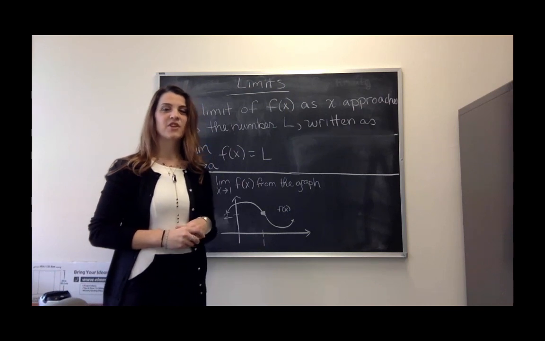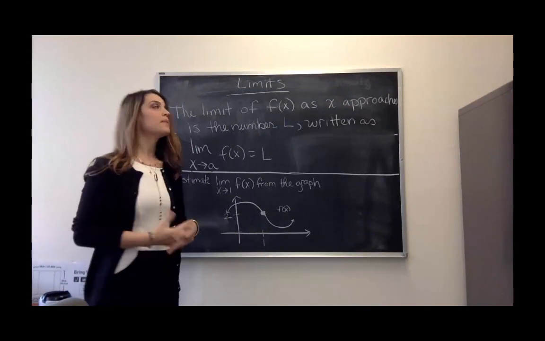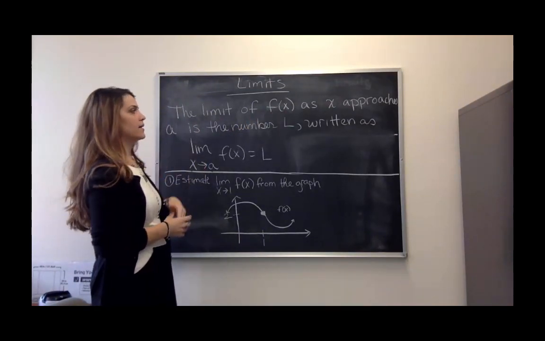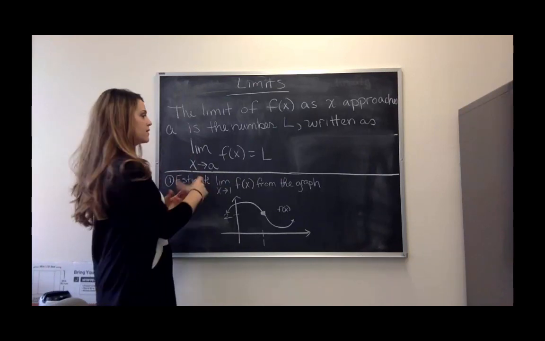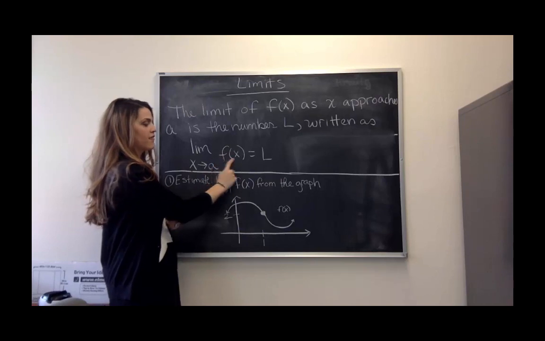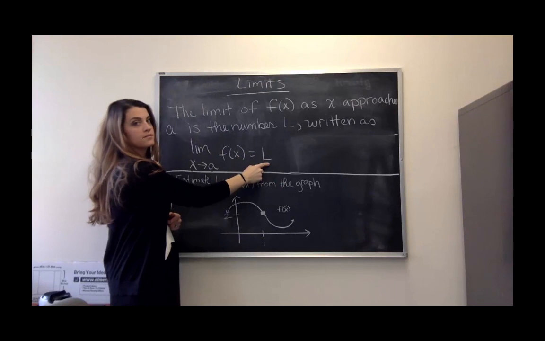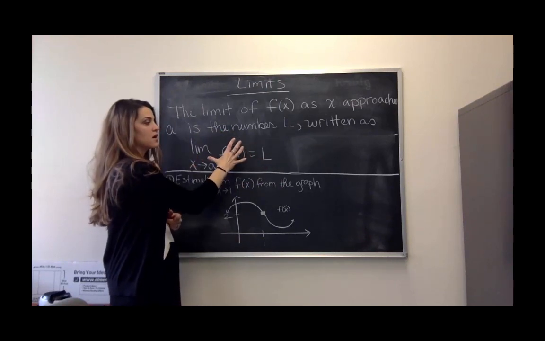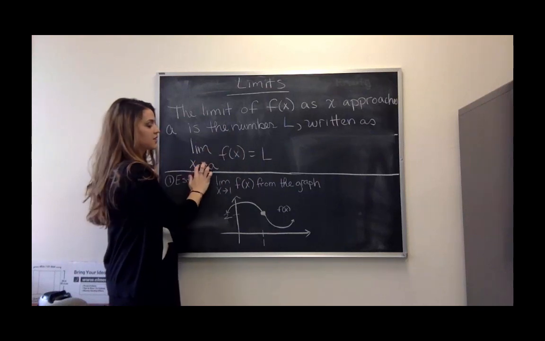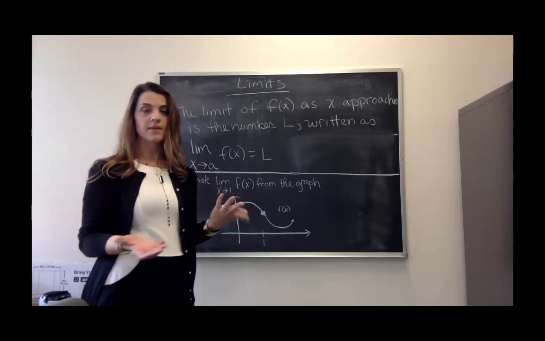Hi, in this video we're going to look at limits. Starting with the notation for a limit, the limit of f of x as x approaches a is the number L, is written as limit x approaches a of f of x equals L. So the limit is L, and the limit represents a y value that the function is getting closer to as x approaches a number. So let's look at a graphic example of a limit.